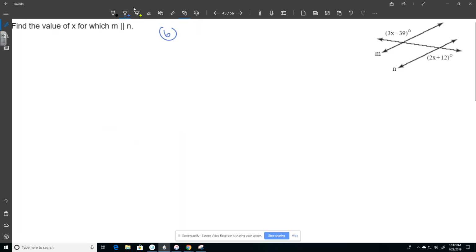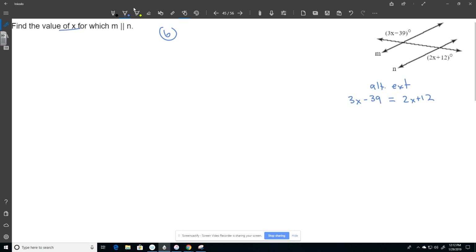Find the value of X so that these 2 lines, M and N, are parallel. Well, if M and N are parallel, then these 2 angles are alternate exterior angles, which means they should be equal to each other. This angle and this angle are both equal to the same thing. So I know that 3x minus 39 is equal to 2x plus 12.